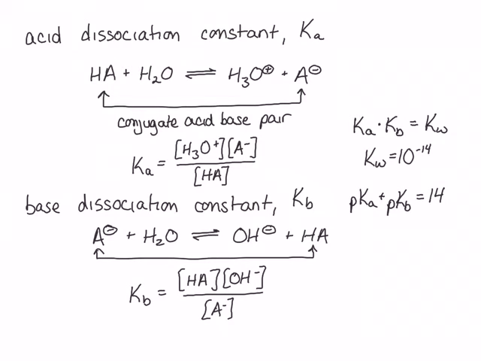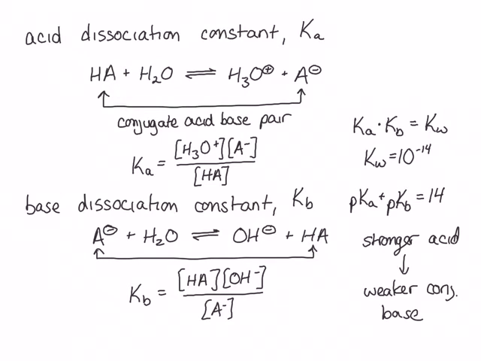What that means is that as the Ka increases, or the strength of an acid increases, the Kb of its conjugate base, or the strength of its conjugate base, always decreases, and vice versa. That means if we have a stronger acid, we have a weaker conjugate base, and vice versa. A weaker acid means we have a stronger conjugate base.